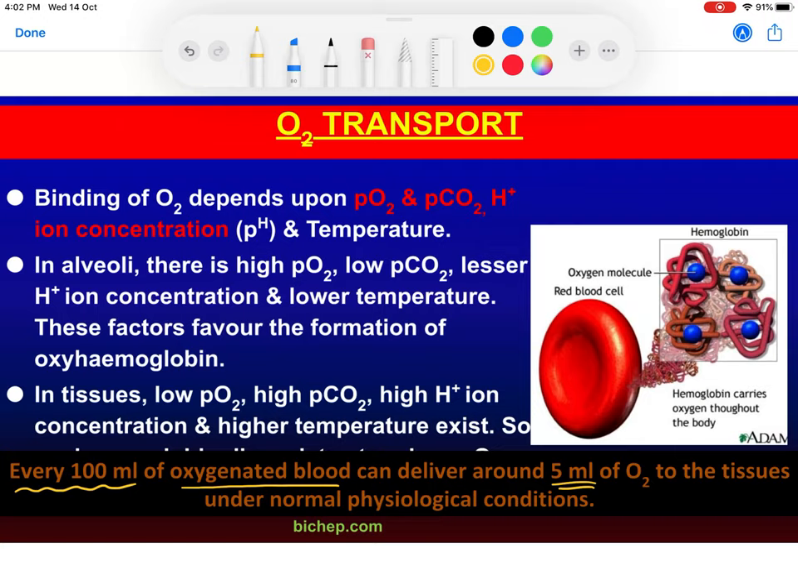Fine. So every 100 ml of blood flowing out of the lungs, full with oxygen and reaching the tissues, is delivering 5 ml of oxygen to the tissues. That is under normal physiological conditions, not in the condition of exercise or hyperactivity of your body. That also has to be remembered. Fine. Let us move ahead.